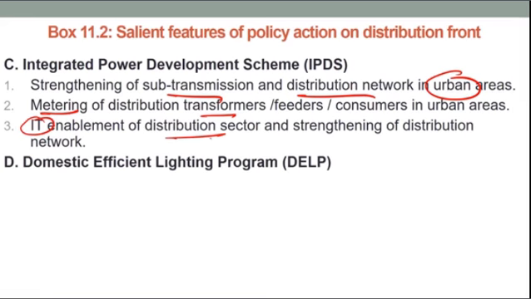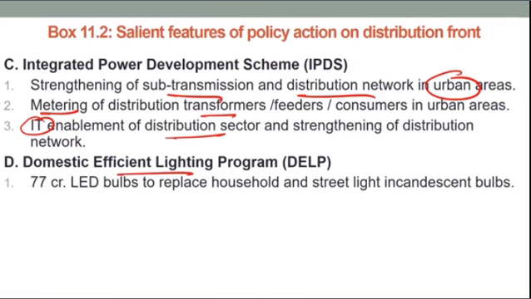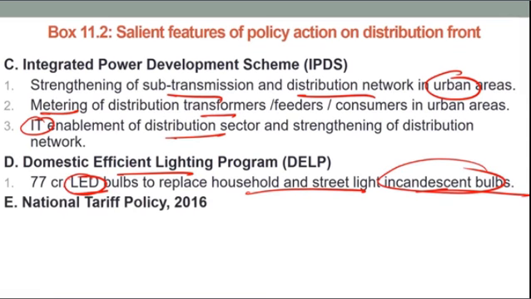Domestic Efficient Lighting Program. This is about efficient lighting. So we have to move towards LED bulbs. Right now, a lot of household and street lights are incandescent bulbs. They're consuming a lot of electricity. If we can move to LED, they'll consume less electricity.